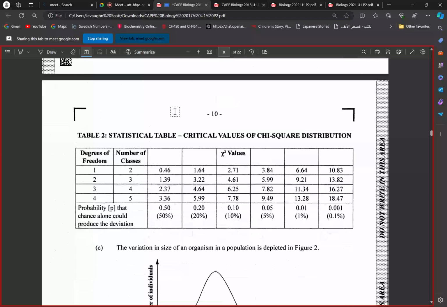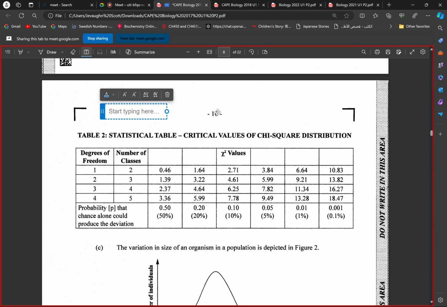In order to get the chi-squared value, we need to declare our degrees of freedom, and because we're only working with round seeds and wrinkle seeds, that means our number of classes is 2, and in order to get the degrees of freedom, we minus 1 from the number of classes to get 1. So our degree of freedom is 1. So look at this range. The critical value generally tends to be 5% or 0.05 for the probability value. For the degree of freedom 1, our critical value would be 3.84.